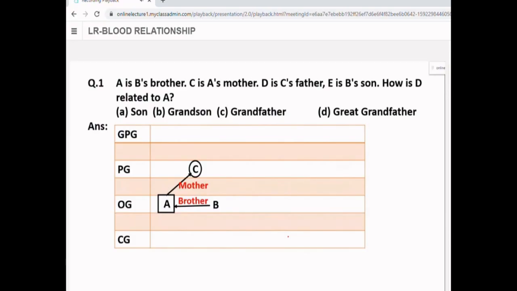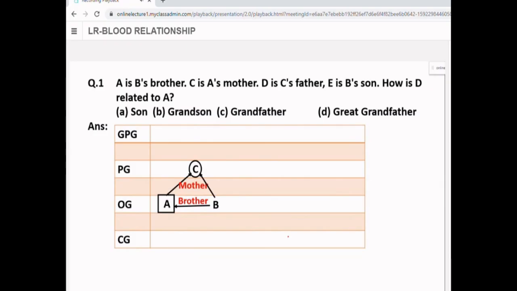Now think, before reading the next sentence: when C is mother of A, what is the relation between A and B? A is brother of B, so they are siblings. That means C is also mother of B. The question is giving C is mother of A, that's all, but before that it said A is B's brother. So they are siblings. When C is mother of A, automatically C is mother of B also. Clear? Next, let us read the next sentence.